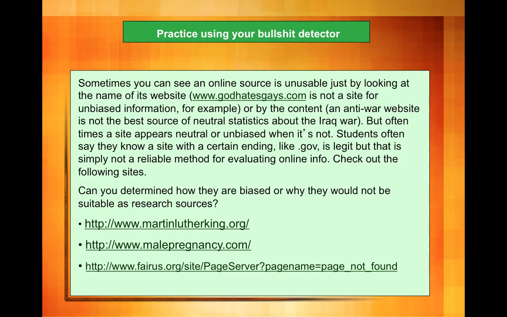Okay, I've given you a couple of HTTP sites here: martinlutherking.org, malepregnancy.com, fairus.org. Even if you just do the first two, I recommend poking around. You can see in my description here that with some websites you can tell it's not going to be good information. If the title is like "God hates gays" or something, it's obviously biased to begin with, so that's not going to work. But even with these other ones, you can begin to see other issues if you look through them. So go ahead and pause this, then click on those links and check them out and evaluate them for yourself.